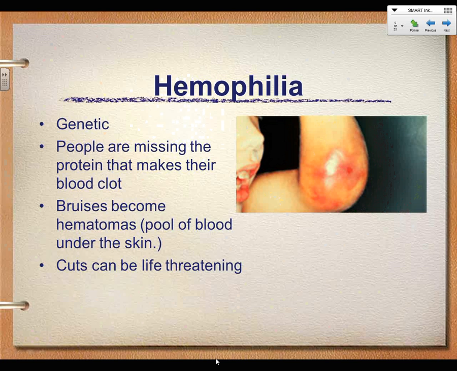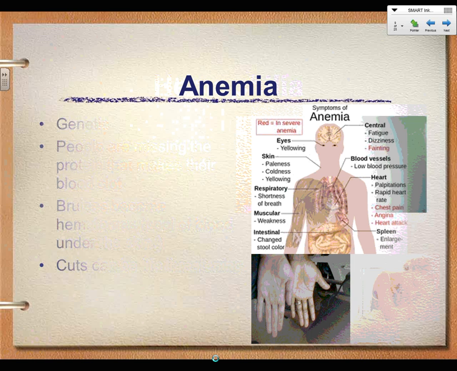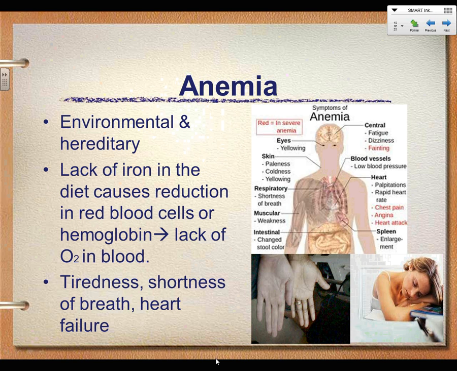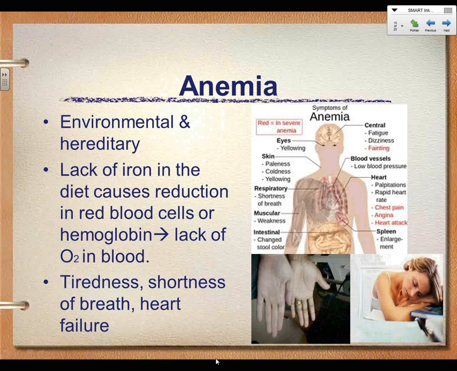Another non-infectious disease would be something like anemia. Anemia can be genetic or hereditary. Again, you're just jotting down some things. It is a lack of iron in the diet, and it causes a reduction of red blood cells, which in turn reduces the amount of hemoglobin in our blood. Hemoglobin is what allows our blood to carry oxygen, so then we also have a lack of oxygen in our blood. Because of that, it results in tiredness, shortness of breath, some heart failure, some yellowing or lightening of the skin color, and people who are anemic are often cold because of the lack of red blood cells and oxygen in the blood. Again, that's environmental or hereditary.